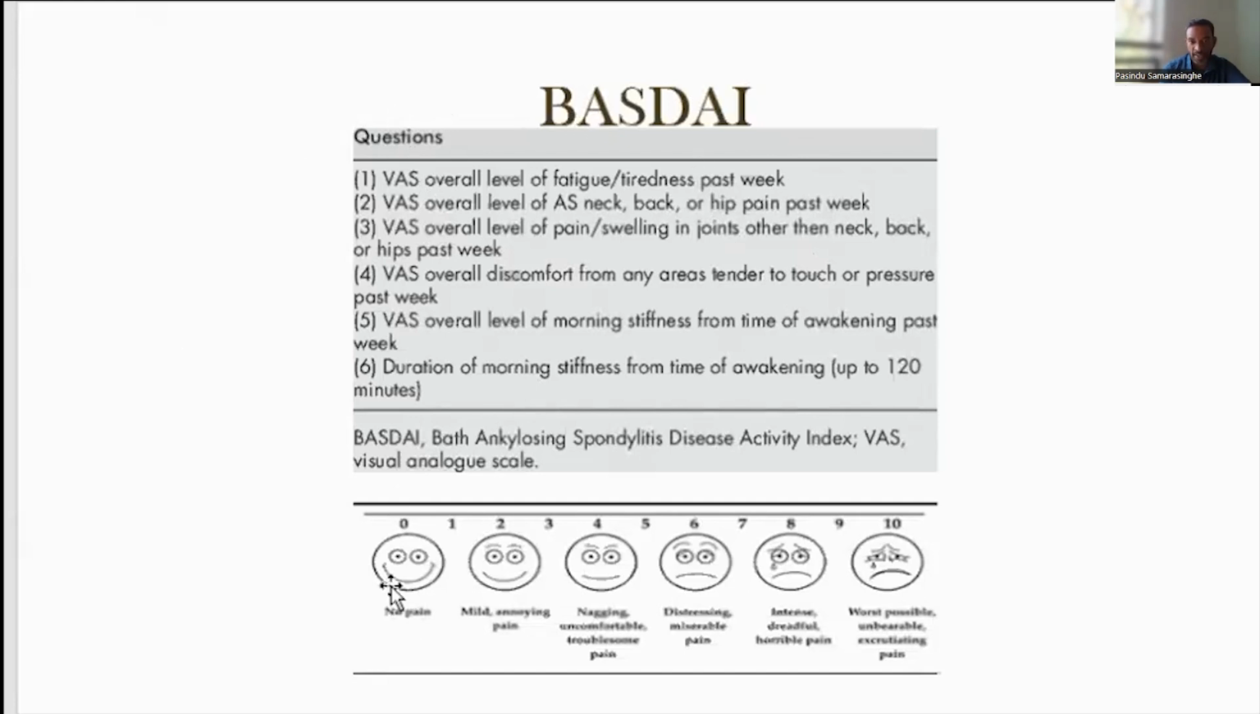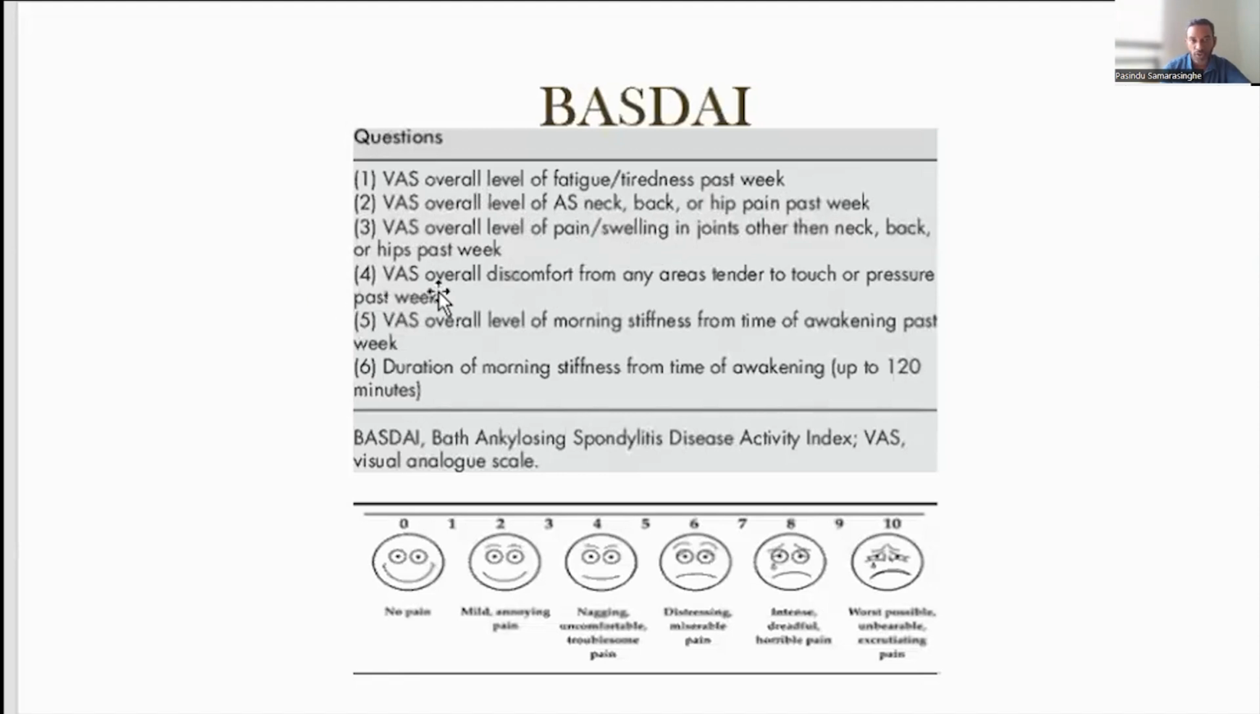So this is like a pain scale from 0 to 10, and we ask 6 questions. So these are 6 domains in spondyloarthritis. The first one, you ask about fatigue and tiredness, see what level out of 10. And then the neck, back, and hip involvement. So that is taken as the axial involvement. So the hips are included as the axial, although they look like peripheral arthritis. In spondyloarthritis, hip involvement is very common. And the third one is the peripheral joints, other than the spine. So out of 10, how much they have.